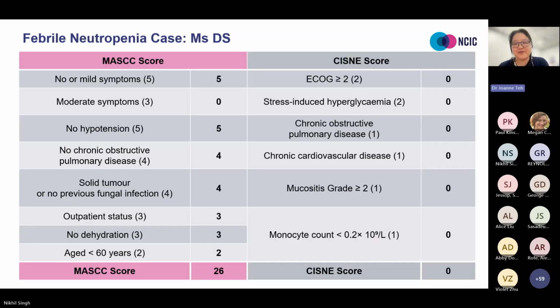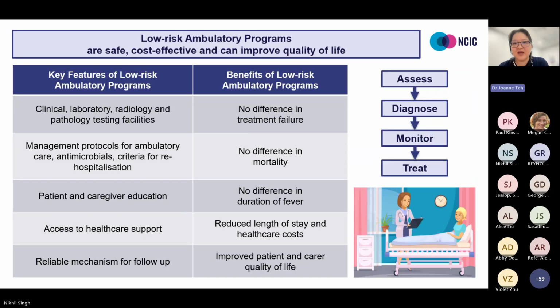Putting this patient through the MASC score, as you can see, she scores 26 and also a CISNE score of 0, which corresponds to a low-risk patient. On the next slide is just some details on key features of low-risk ambulatory programs and benefits.